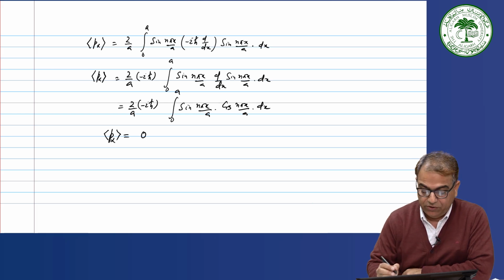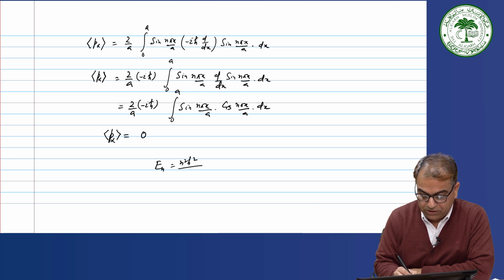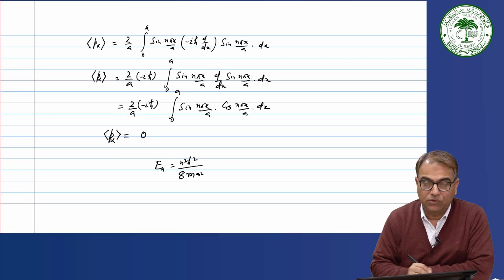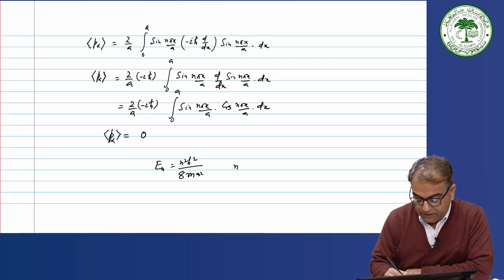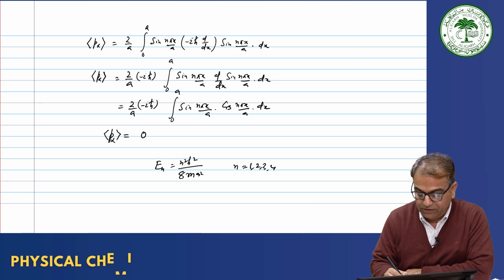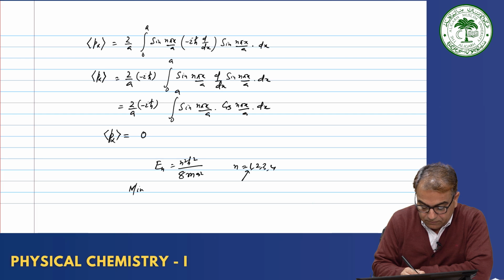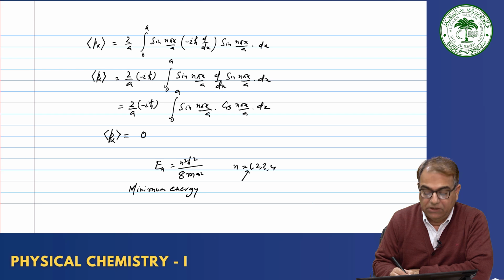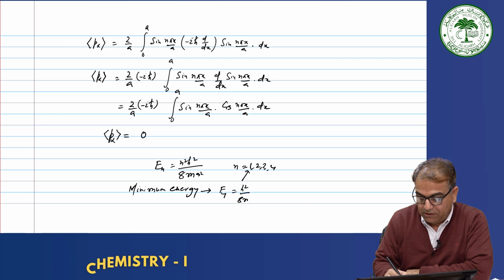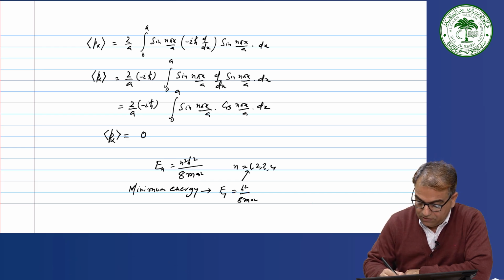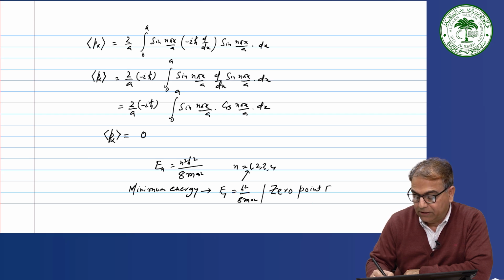Another thing which I forgot to tell you is that when we have written the energy equation, which is n square h square divided by 8 m a square, what is the minimum value of n? n can be 1, 2, 3 and 4. The minimum value is 1. So the minimum energy which is possible for this system is E1, which is h square divided by 8 m a square, and this is called the zero point energy.